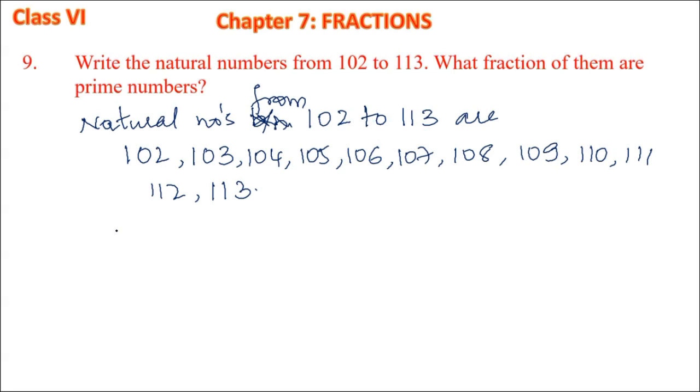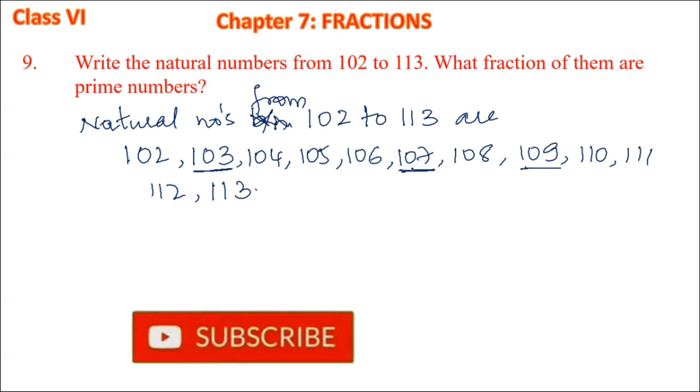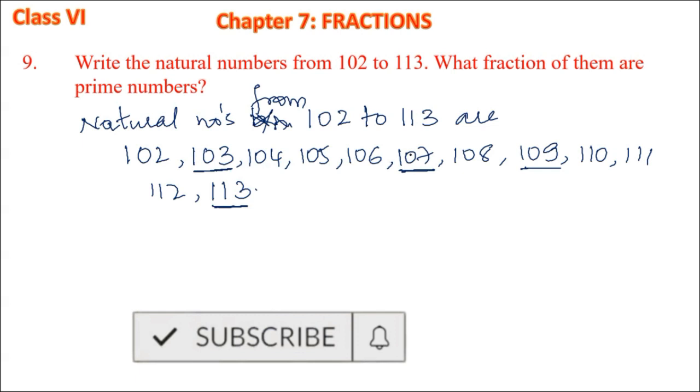Now out of these 12 natural numbers, which are the prime numbers that we need to identify? Let me underline the prime numbers here. 103 is a prime number, 107 is a prime number, 109 is a prime number, and 113 is a prime number. There are only 4 prime numbers here.